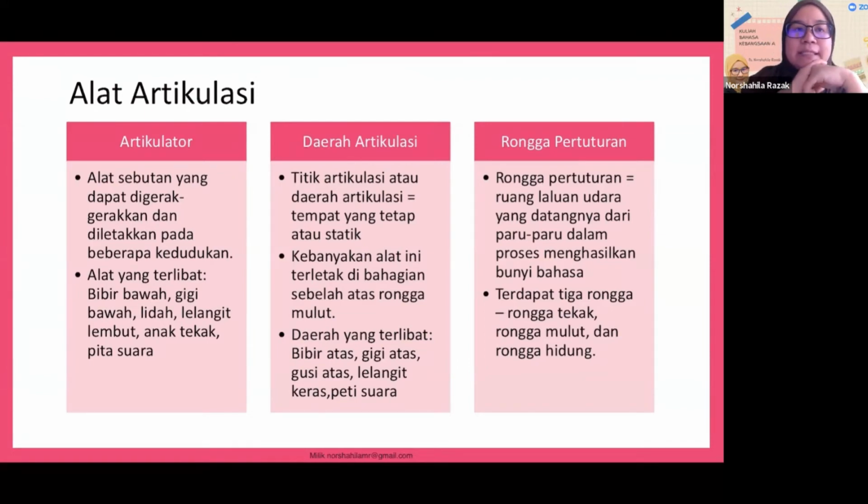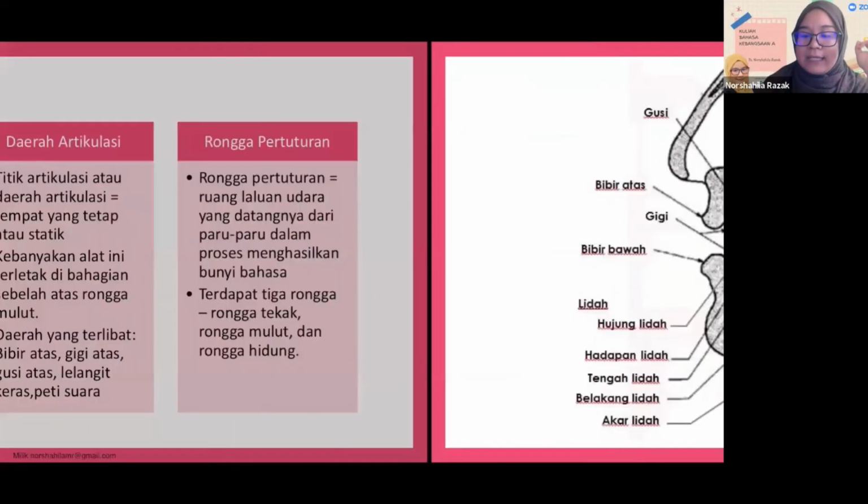Daerah artikulasi ataupun titik artikulasi is the articulation area which is bibir atas, gigi atas, gusi atas, langit keras, pita suara cannot move. And also we have rongga pertuturan which is we have 3 part. Kita ada rongga tekak, rongga mulut dan juga rongga hidung. Untuk senang yang ini kita tengok.